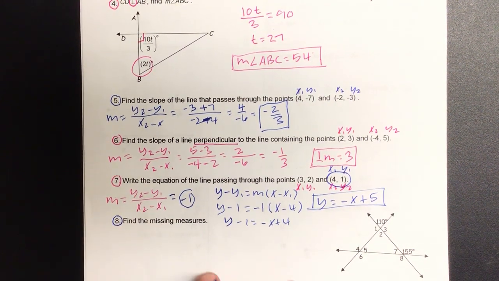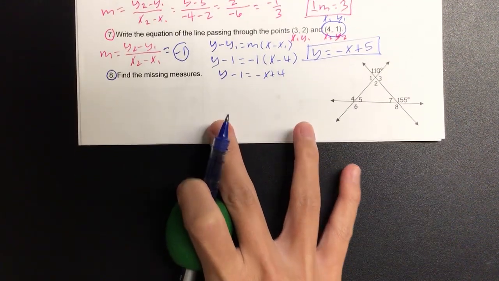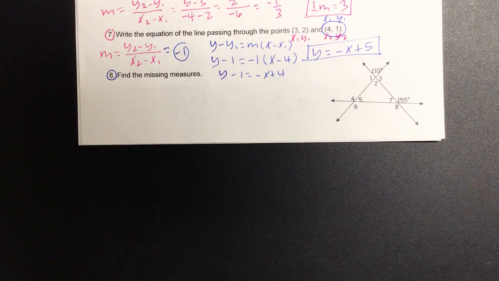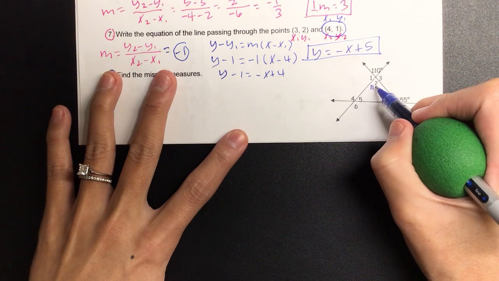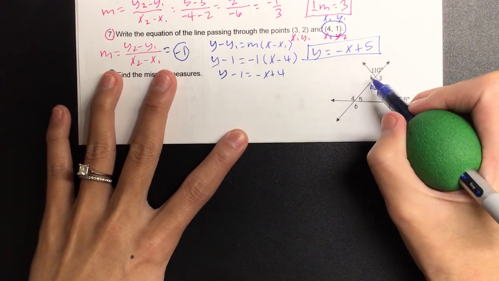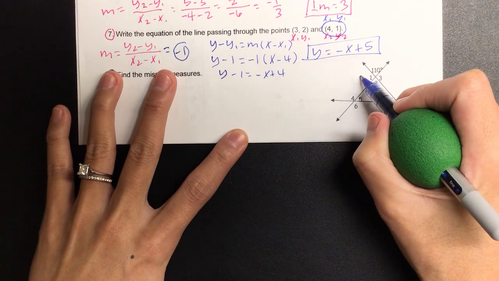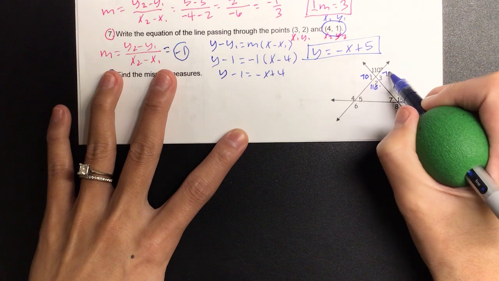Let's go to number 8. Going up. Okay, on number 8. Let's start with vertical angles and linear pairs. So we know 110, so our vertical angle is 110 over here. Because of my linear pair, angle 1 has to be how many? Oh, 70. And then we have vertical angles are congruent.